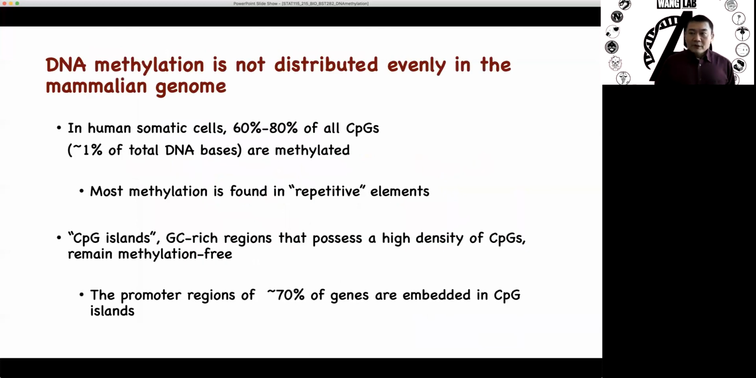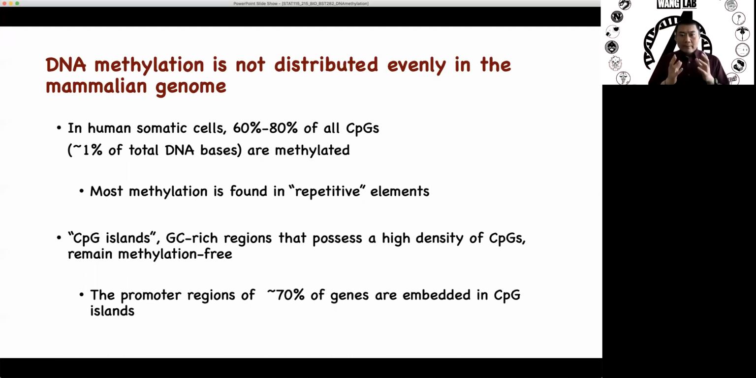Okay, we're going to quickly go over the normal pattern and function of DNA methylation. It turns out CpG methylation is not evenly distributed in the genome. In our genome, about 70% of CpGs are methylated, and they're mostly concentrated in repetitive elements or transposable elements. In fact, the main purpose of DNA methylation is to keep those regions repressed.